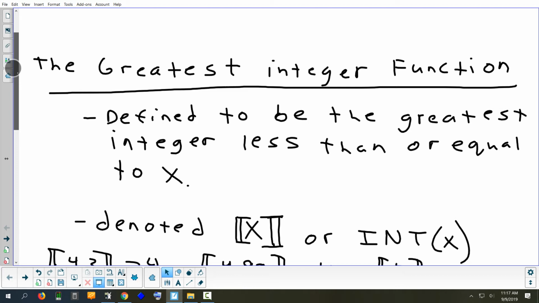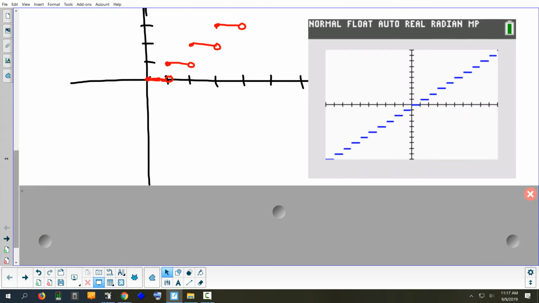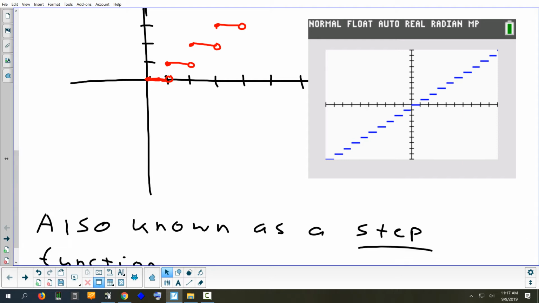So this greatest integer function is also known as a step function because it kind of looks like a series of steps.